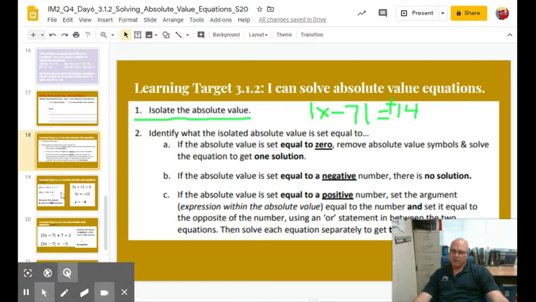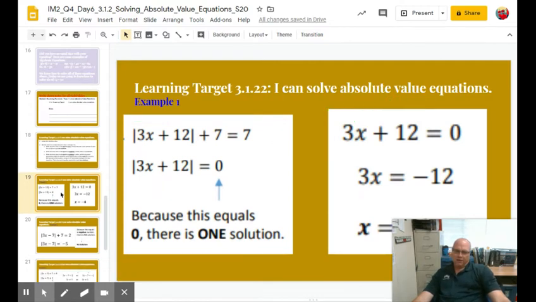Let's take a look. First example here is we have the absolute value of 3x plus 12, plus 7, equals 7. So what do we do first? We subtract 7 from both sides. So now we've isolated the absolute value bars. The absolute value of 3x plus 12 equals 0. Because it equals 0, we know there's only going to be one solution.